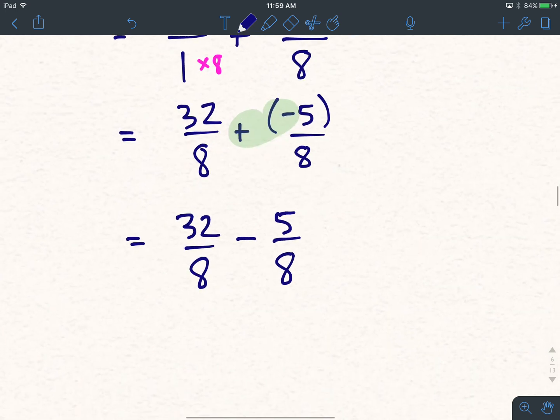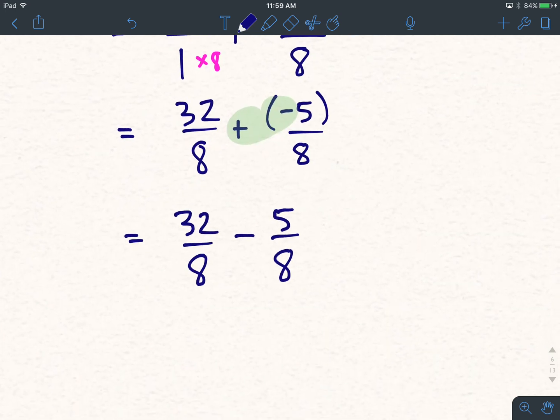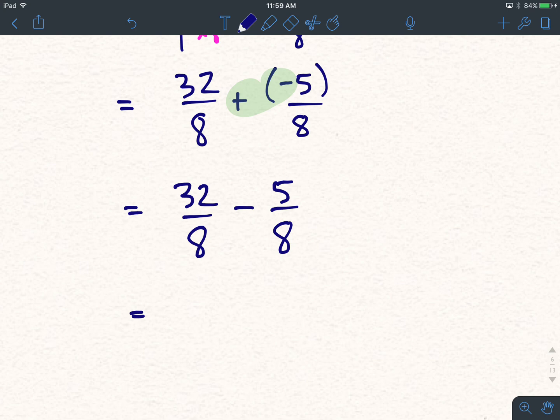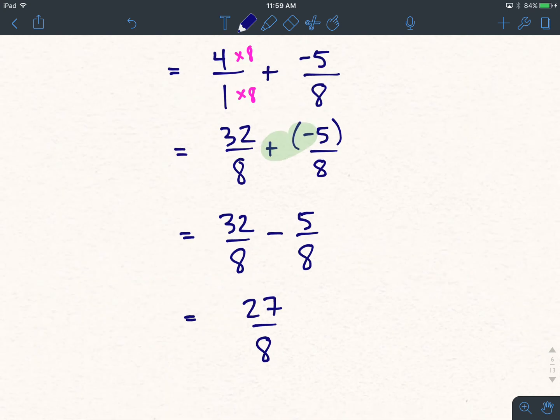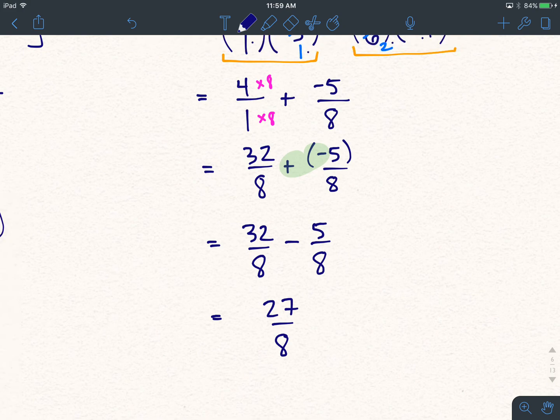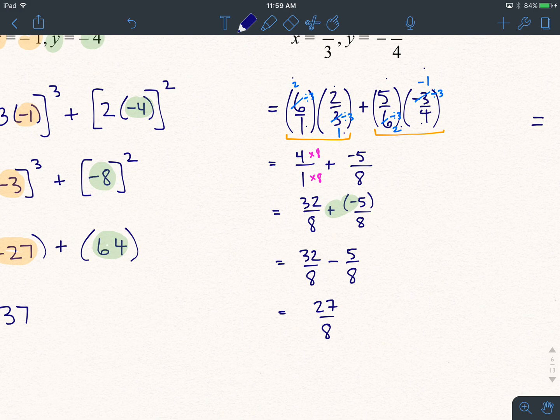So we have 32/8 minus 5/8. That's going to give us 27/8. The answer cannot be reduced, and here's where we're going to leave it, 27/8. Hopefully this is making sense.